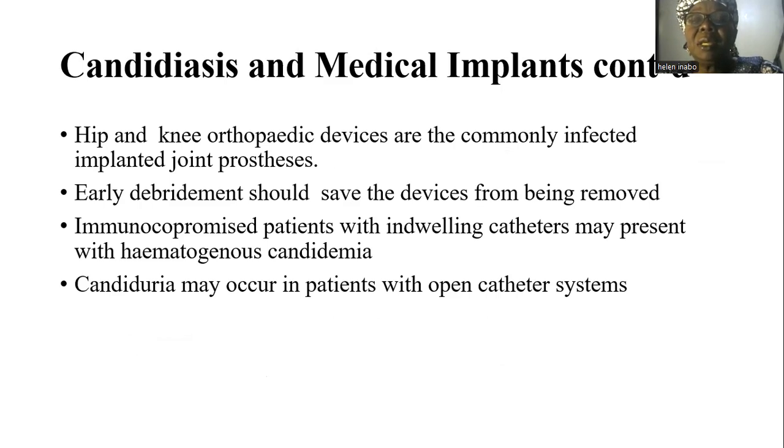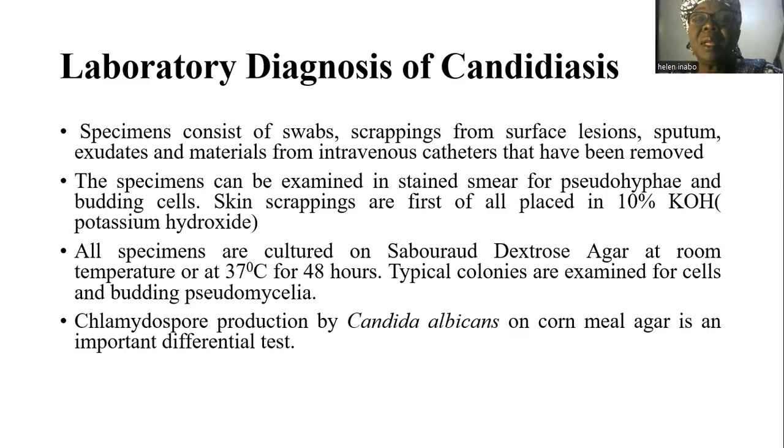Hip and knee orthopaedic devices are the commonly infected implanted joint prosthetics. Early debridement will save the devices from being removed. Immunocompromised patients with indwelling catheters may also present with hematogenous candidemia. Candiduria may occur in patients with open catheter systems.